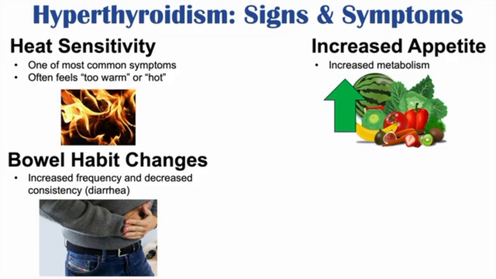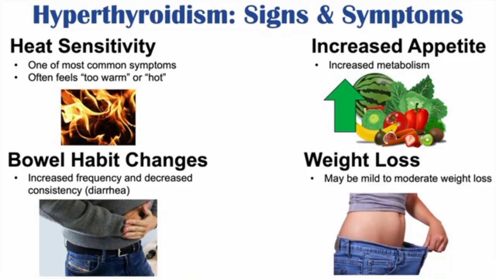So we're going to see increased frequency of bowel movements, but oftentimes we're also going to see decreased consistency of stool, which is going to translate into diarrhea. So oftentimes patients with hyperthyroidism are going to experience diarrhea as well. And then along with all of this, we can see weight loss in hyperthyroidism.